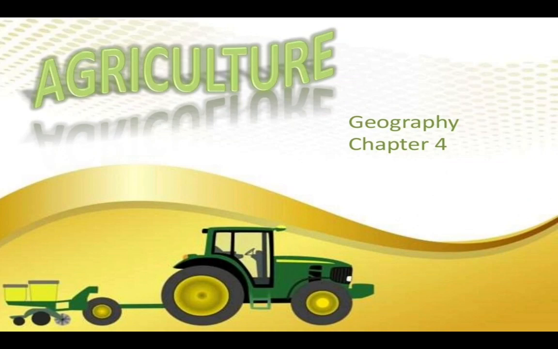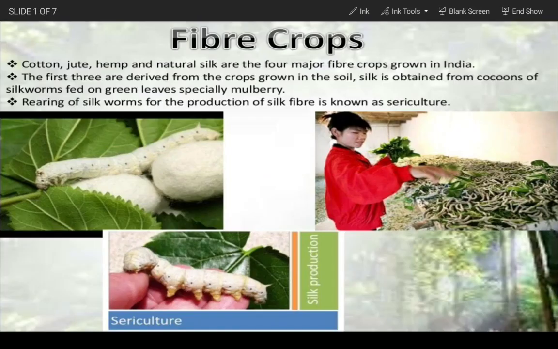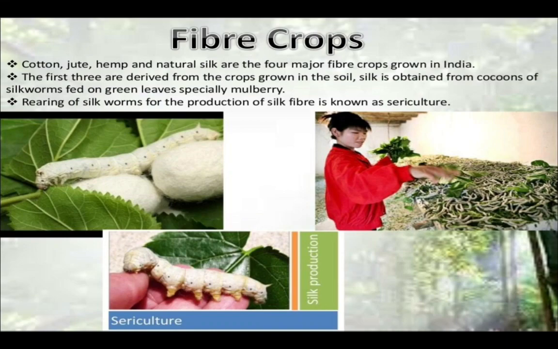Today I am continuing with my chapter number 4 of Geography, class 10, Agriculture. We discussed various types of crops, the cropping patterns, and what Kharif crops, Rabi crops, and Zaid crops are, and more. Today our last part, fiber crops, was remaining. So, first let us see what we mean by fiber crops.